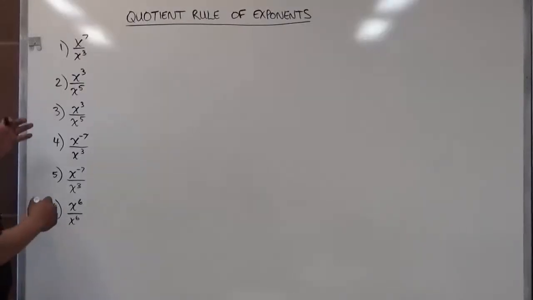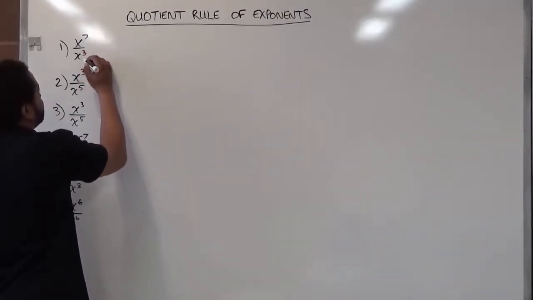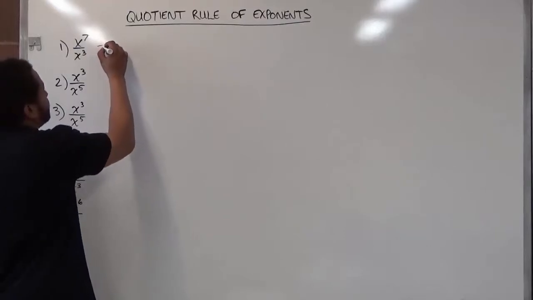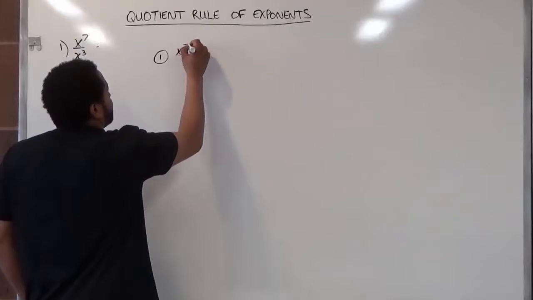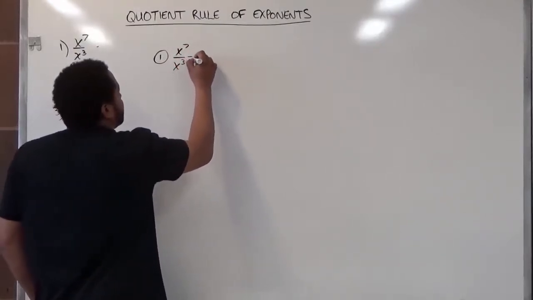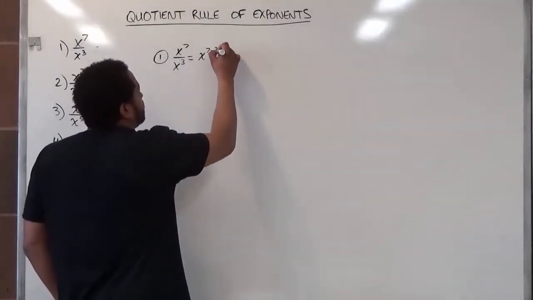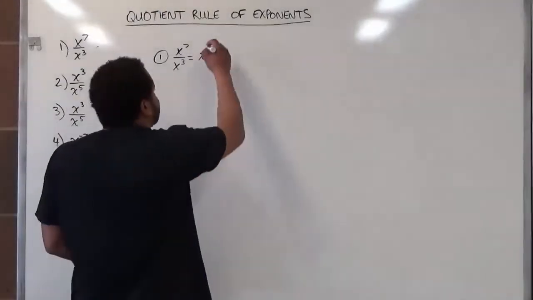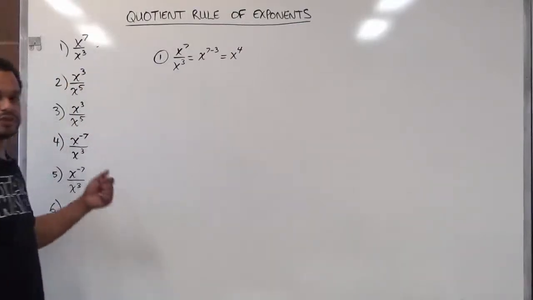So the rule is: whenever you have two identical bases with different exponents, to simplify them we take the subtraction of the exponents. For problem 1, x to the 7th divided by x to the 3rd is x to the 7 minus 3, the difference of the exponents. The resultant exponent is your answer. 7 take away 3 is 4, and my base is still x, so I get x to the 4th power.